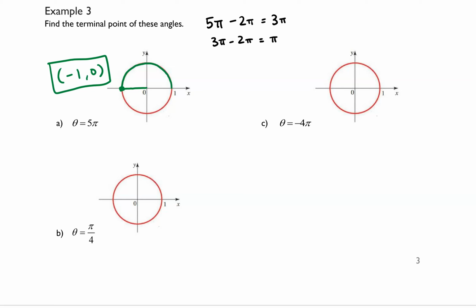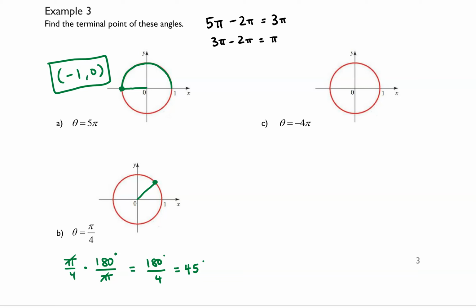Okay, part B gives us the angle theta equals pi over 4. If we wanted to convert that to degrees, remember, we'd take pi over 4 and we would multiply it by 180 degrees over pi. The pi's would cancel out, and I have 180 degrees divided by 4, which is equal to 45 degrees. Either way, our angle is going to be in quadrant 1, and it's going to be right here.